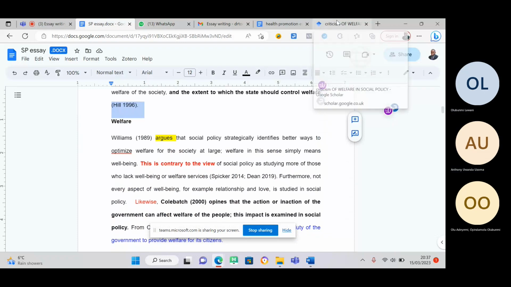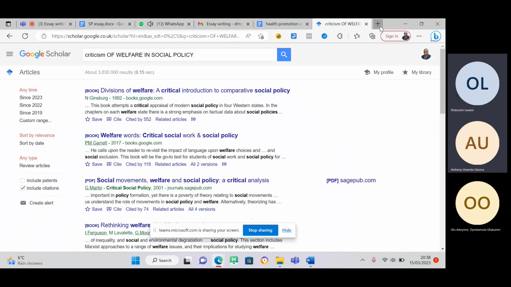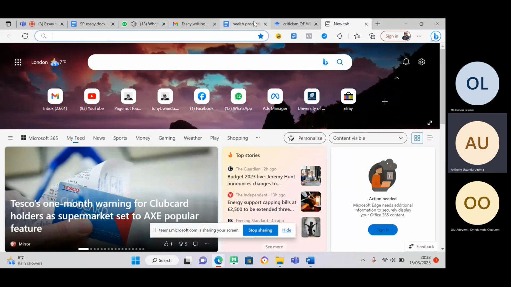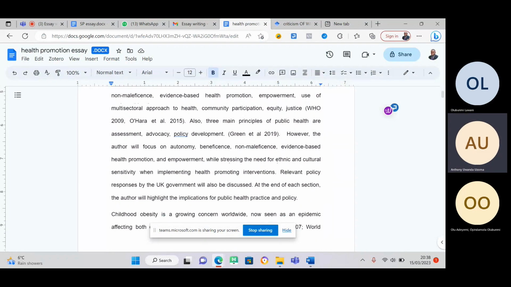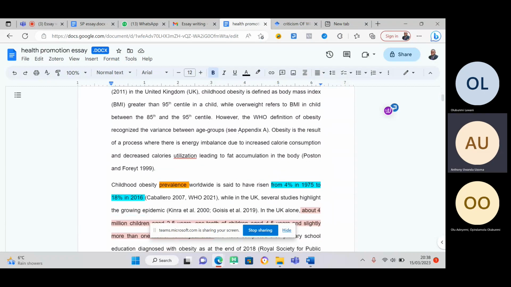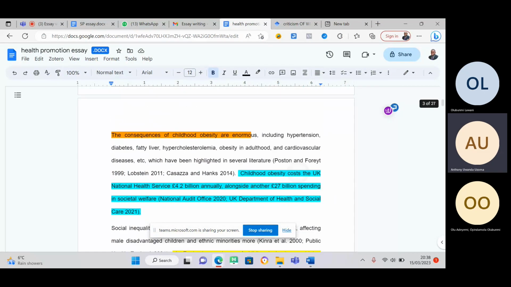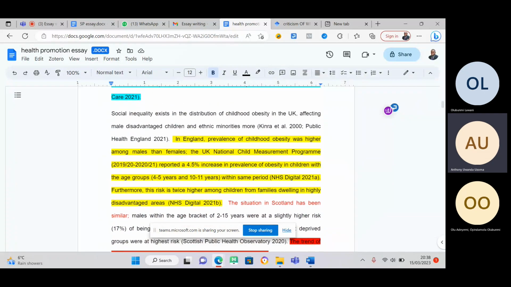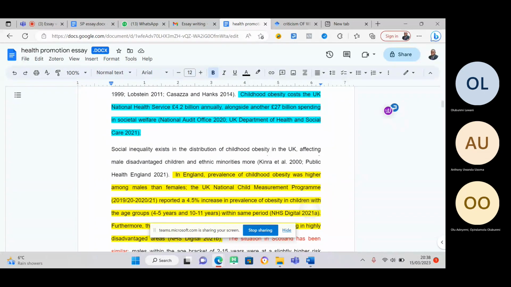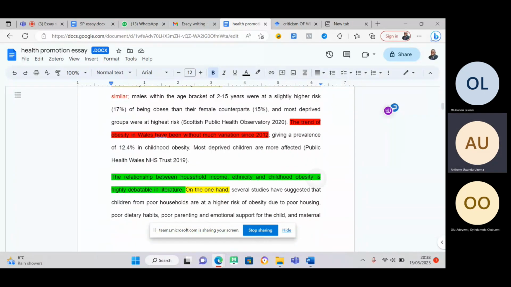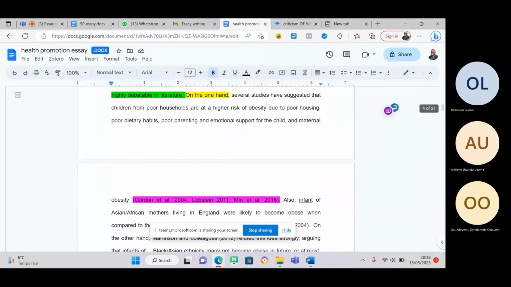Yes. Now let me show you other examples of thinking or logical flow. Now this is a health promotion essay. Let me just go straight to, let me see whether I'll see a good linking. A good linking.